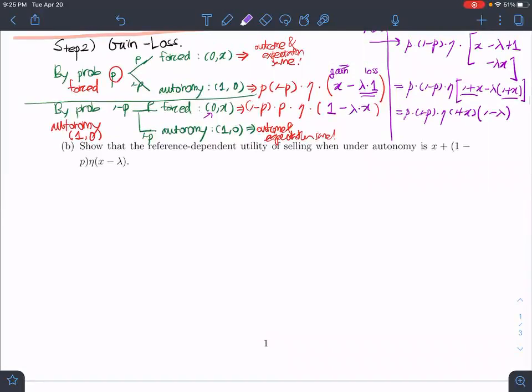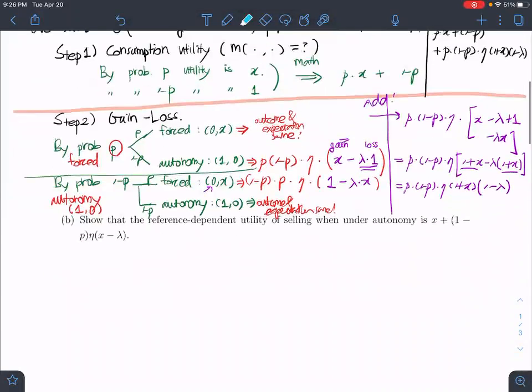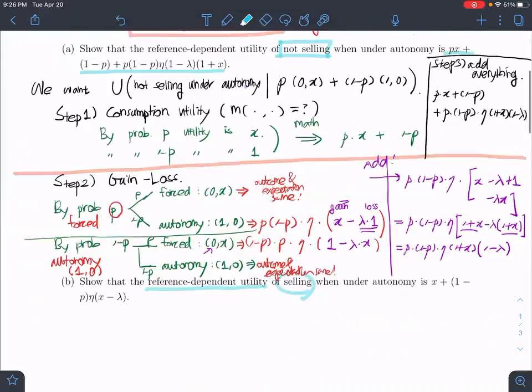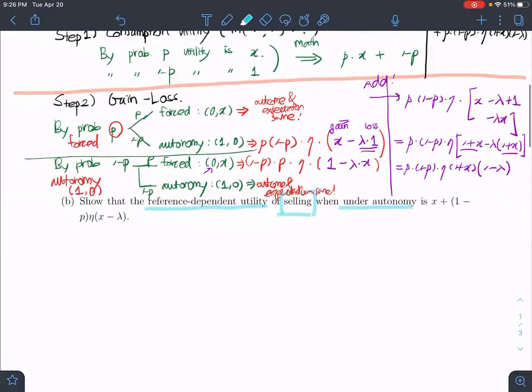So this question is asking us, let me just go back to color blue. So we are still computing reference dependent utility of selling. The case above was not selling, and this case is selling the mark under autonomy. And then the answer is this. Very nice. So in this case, let us do it in a similar way.